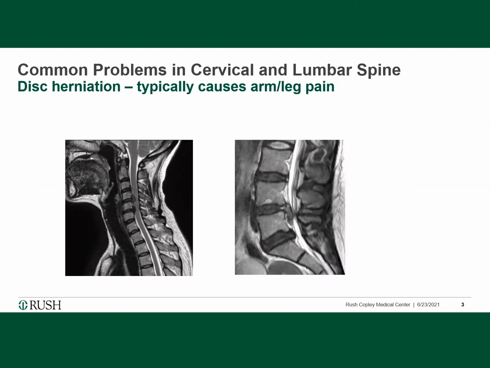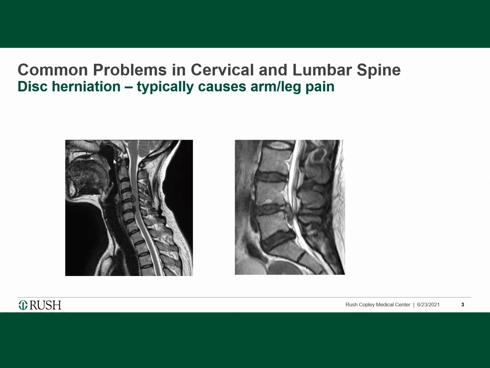Another common condition that we see, again, on a daily basis is disc herniations, and how this is different from degenerative disc disease is the disc that sits in between the vertebral bodies can actually herniate or can be out of place. And you can see an MRI of the neck in this left picture here.